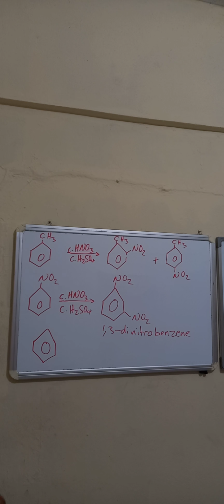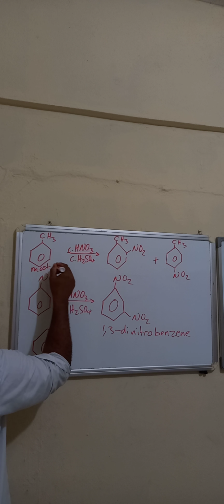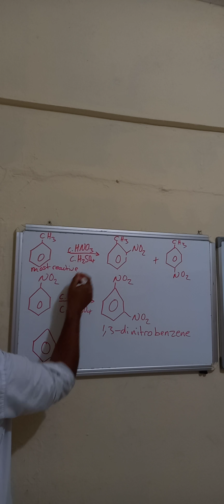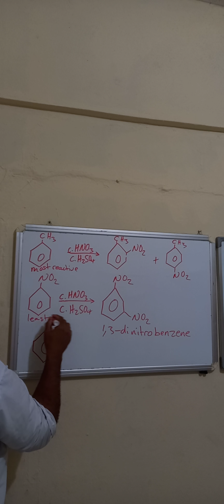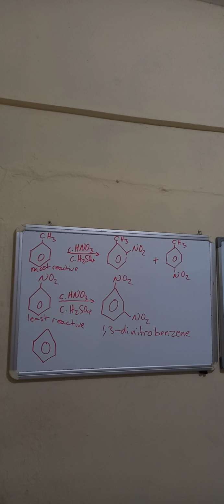Methylbenzene, on the other hand, is more reactive than benzene, because the methyl group releases electrons to the ring. So the electron density around the ring is higher. So methylbenzene is more reactive than benzene, which is more reactive than nitrobenzene. Alright? So in terms of comparing these three, methylbenzene would be the most reactive, and nitrobenzene would be the least reactive. And of course, benzene would be in the middle.